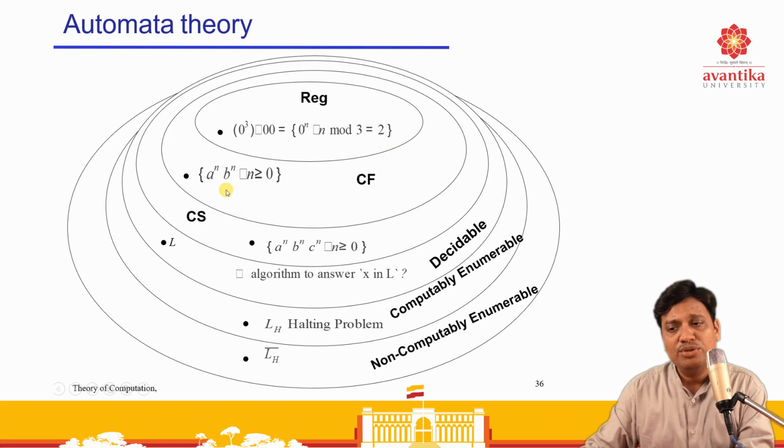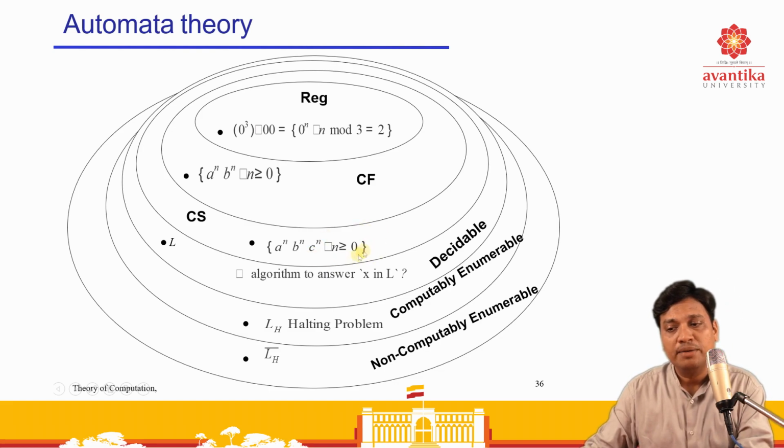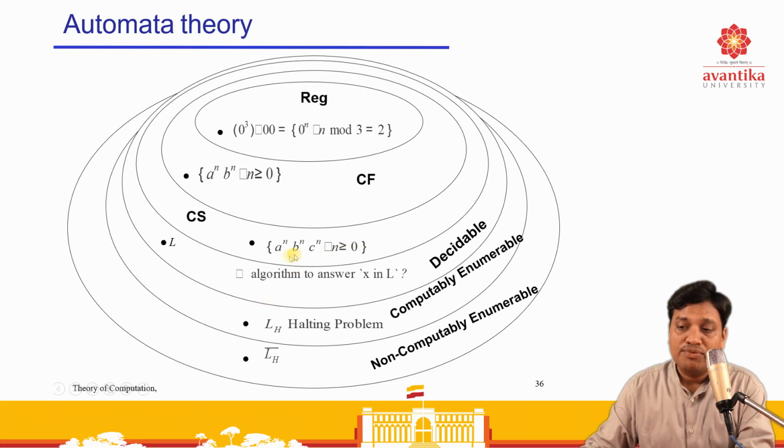The context free language is, for example, A to the power n, B to the power n, and its acceptance model is the pushdown automaton. The context sensitive language is the type 1 language, with example A to the power n, B to the power n, C to the power n, n greater than or equal to 0, and its acceptance model is the linear bounded automaton. In this case, the algorithm is decidable. According to the Chomsky classification, type 0 is further divided into computably enumerable and non-computably enumerable, that is, the halting problem and non-halting problem.